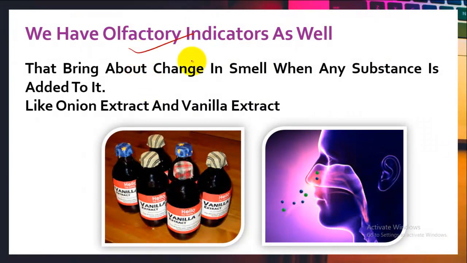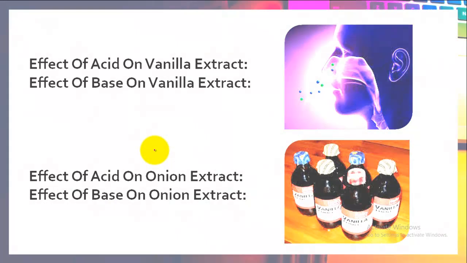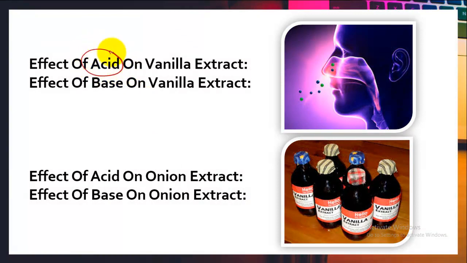We have olfactory indicators as well. That is, they can bring about a change in their smell when any substance is added to them. The olfactory indicators are onion extract, vanilla extract, and lots more. But we'll be taking these two examples in this video because they are included in your syllabus. Vanilla extract is one olfactory indicator, and the other is onion extract, because they have a characteristic smell. Now, what is the effect of acid on vanilla extract, and what is the effect of base on vanilla extract?